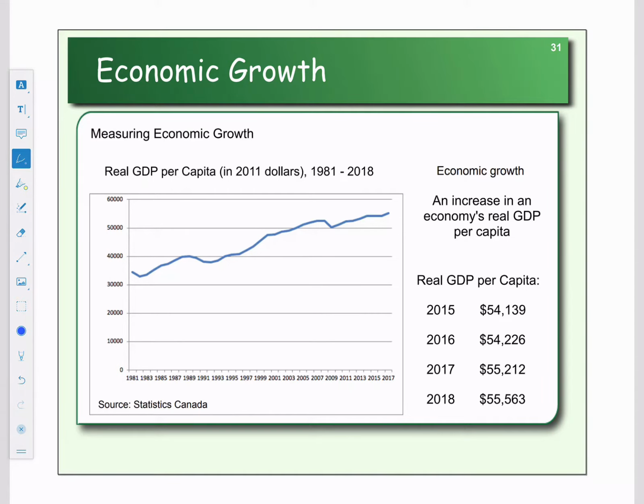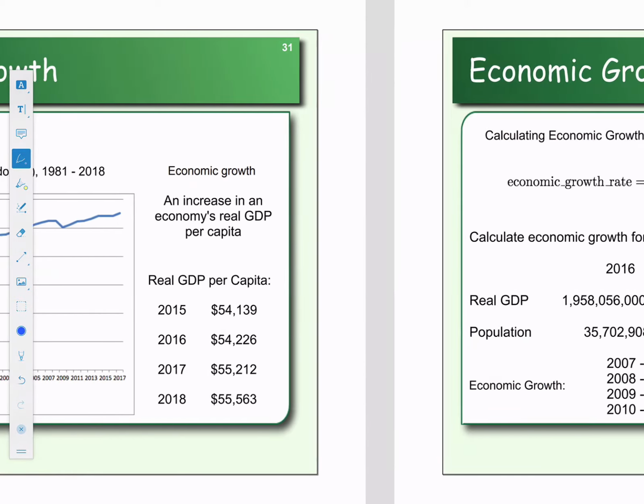So we started off this level looking at measuring economic growth in terms of real GDP per capita. Economic growth is the change in real GDP per capita. We've been talking about how we find real GDP and how we measure inflation. But let's go back now to calculating the change in real GDP per capita. So where do these numbers come from that we saw in the early slides?